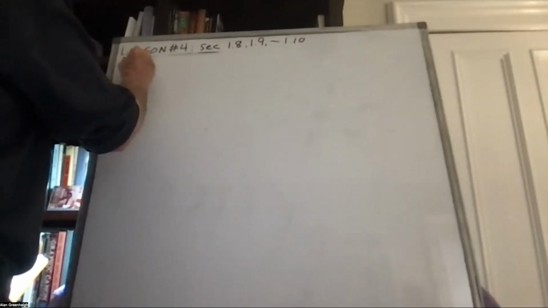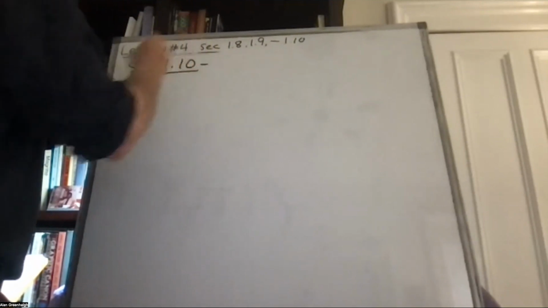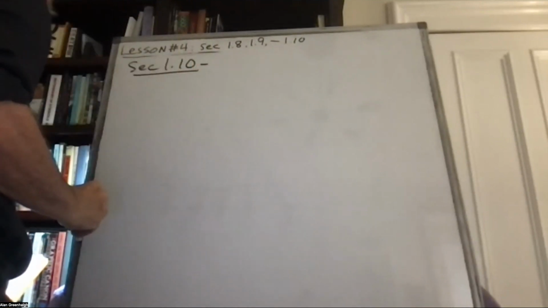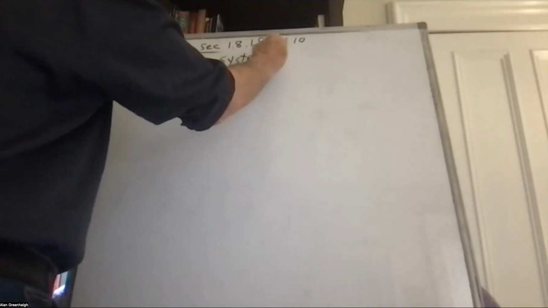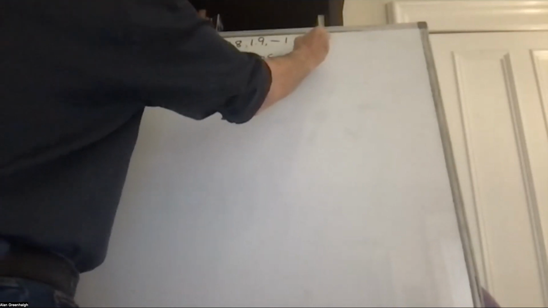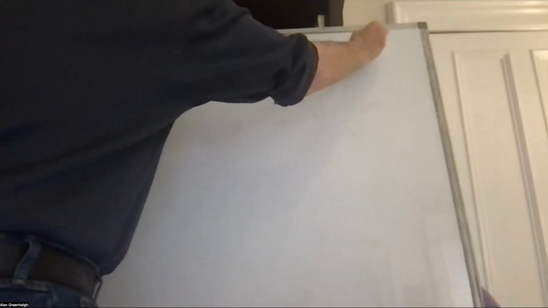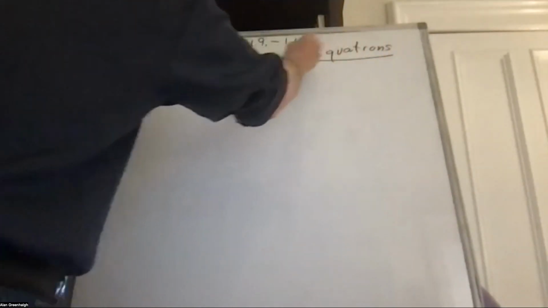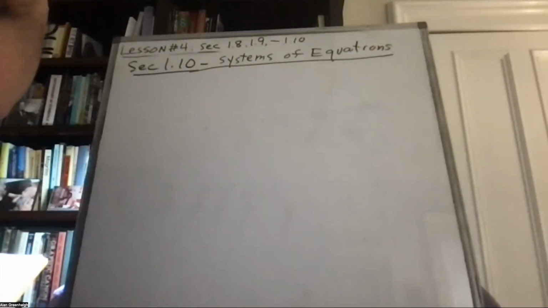And we're looking now at section 1.10, which is called Systems of equations. And I'm going to start with a very easy pair of equations.